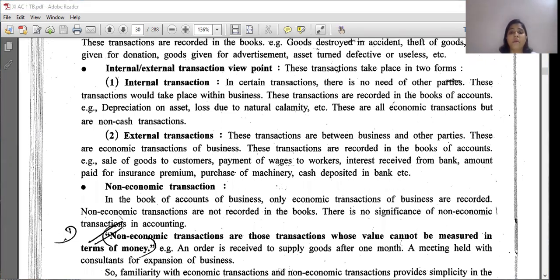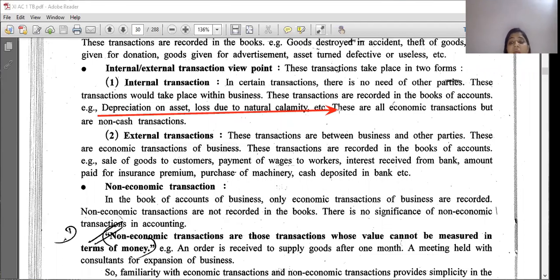Now we are seeing internal transactions and external transactions. What are internal transactions? In certain transactions, there is no need of other party. This transaction would take place within the business. This transaction is recorded in the books of account. Depreciation of asset, loss due to natural calamity, that is happening within the organization. That's why it is an internal transaction, because depreciation, we are using the machine and depreciation is an expense, so we are deducting it from our asset, right? So that's why it's an internal transaction. These are all economic transactions but are non-cash transactions.